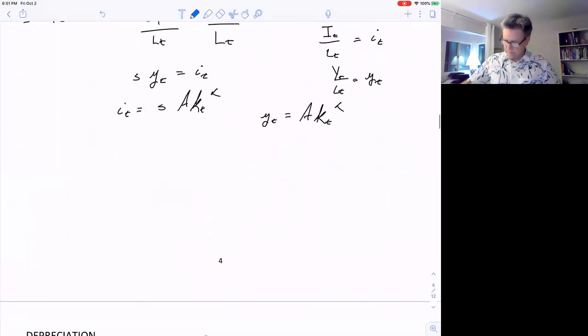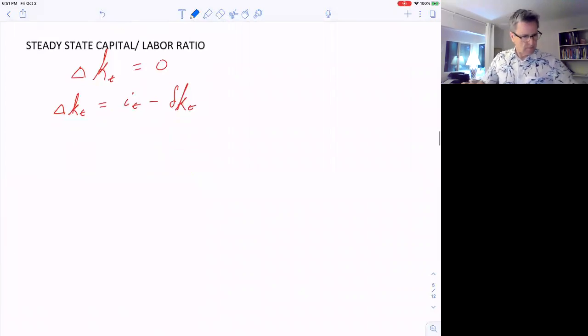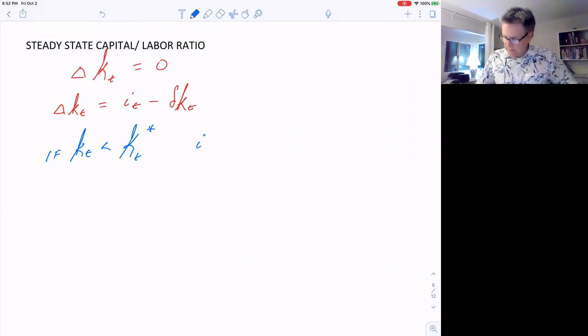Okay, so if kt is less than kt star, it means that savings and investment are greater than the depreciation, and the capital stock increases. And so we end up with capital deepening.